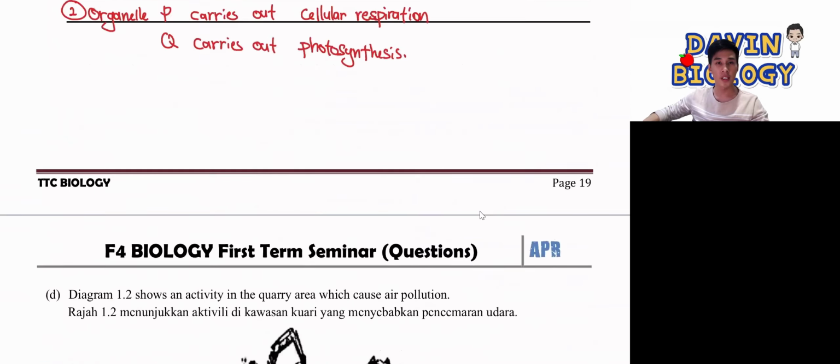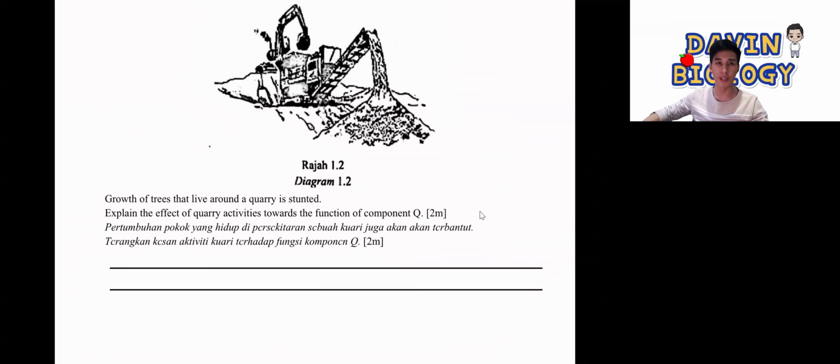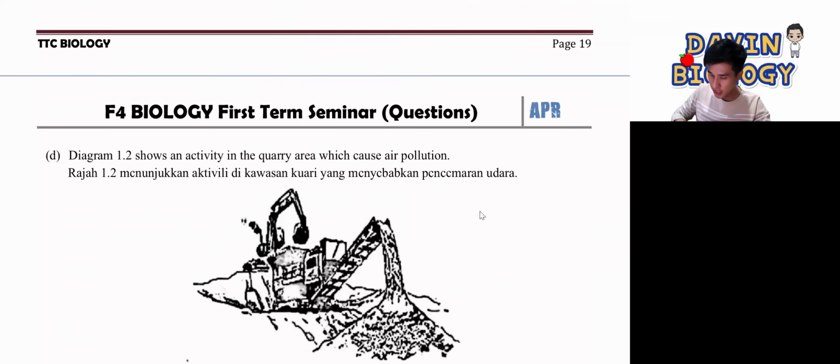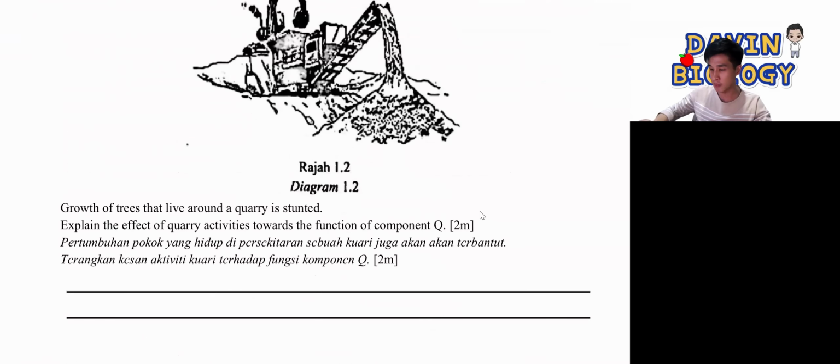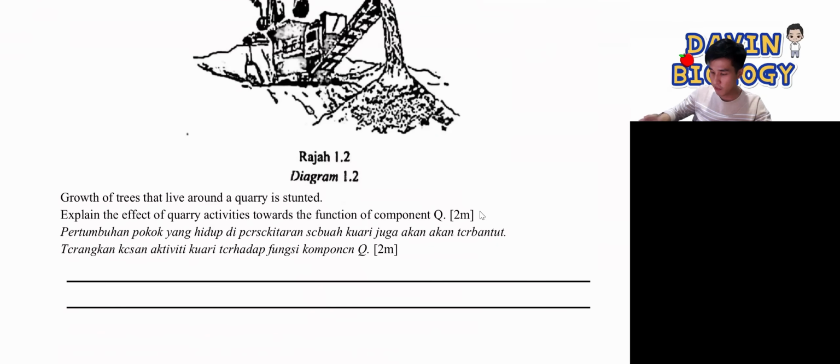Next one. This question is a bit not really related to what we learned in chapter 2, it's more like a Form 5 photosynthesis question. Why we just do 2 marks already. They say there is quarry activity in the area which causes air pollution. Quarry means mining. So they ask, explain the effect of quarry activities.